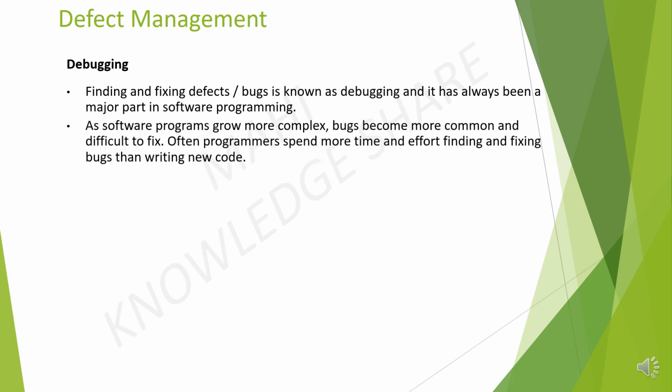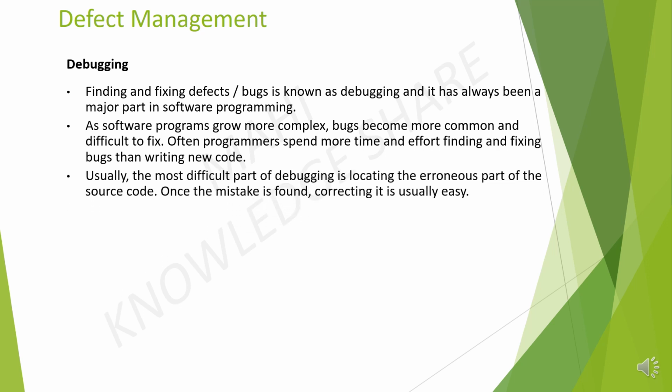As software programs grow more complex, bugs become more common and difficult to fix. Often programmers spend more time and effort in finding and fixing bugs than writing new code. Usually, the most difficult part of debugging is locating the erroneous part of the source code. Once the mistake is found, correcting it is usually easy.